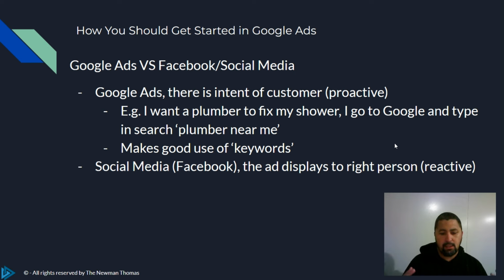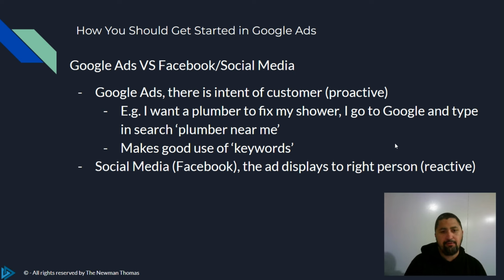What I mean by that is, when I used the example before of, let's say, the shower head, my showers have broken and I need a plumber to fix that, as a customer I would go to Google search and type in "plumber near me" into the search, click search, and the search results will give me all the plumbers near me. That is what I call the proactive approach to advertising. What I mean by that is the customer has an intent or has a problem that needs to be solved. Therefore, the customer will come and do the searching on Google.